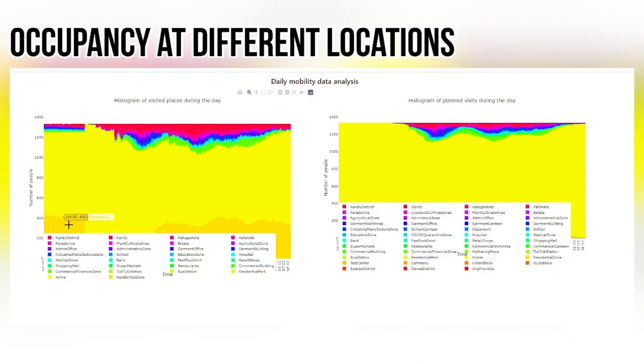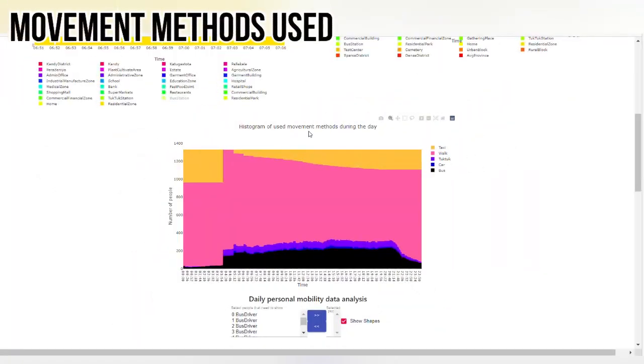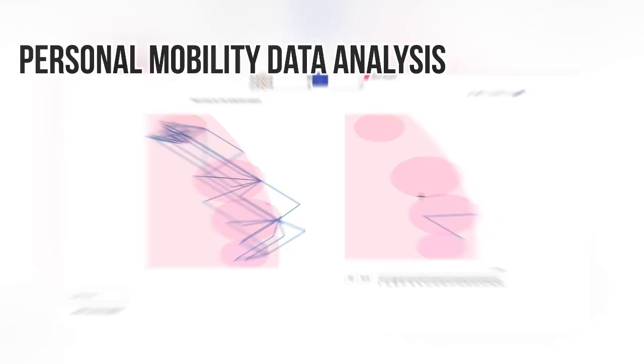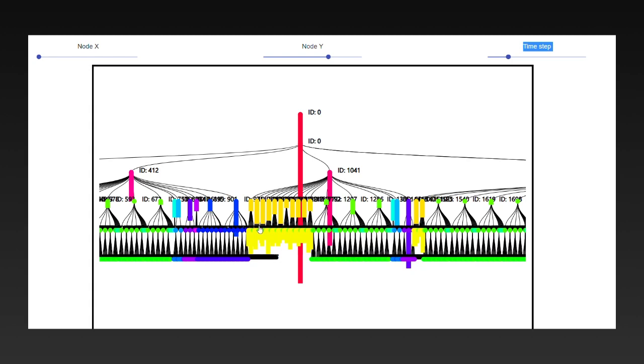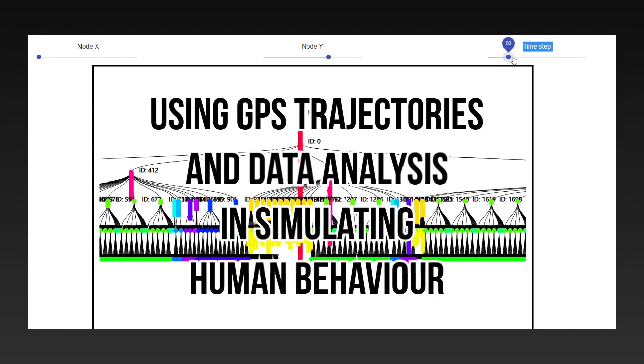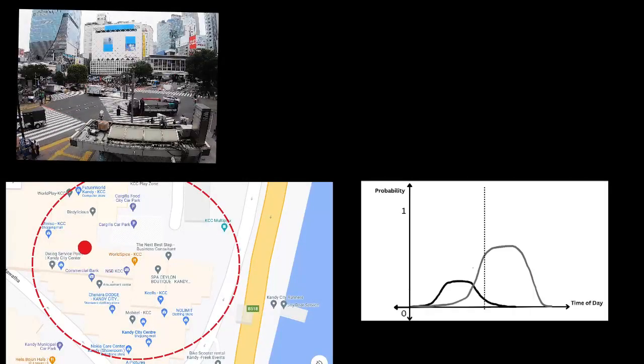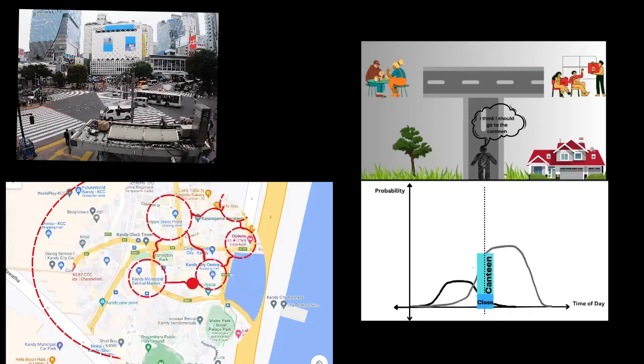From stacked histograms that reveal the numbers of occupancy at different locations and transportation methods used throughout the day at specific time periods, to personal mobility data analysis that showcase mobility patterns of individual agents based on their occupation, our simulator engine, PD-Sim, will be able to unravel the secrets to modeling real-life human routine behaviors with the use of data that we collected from various demographics including GPS trajectories. Watch to find out how the mechanism behind this AI-powered process unwinds.